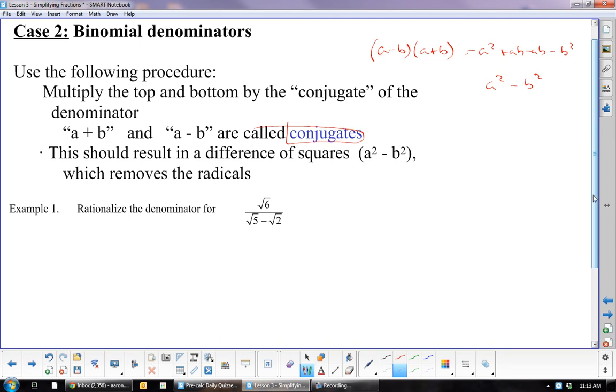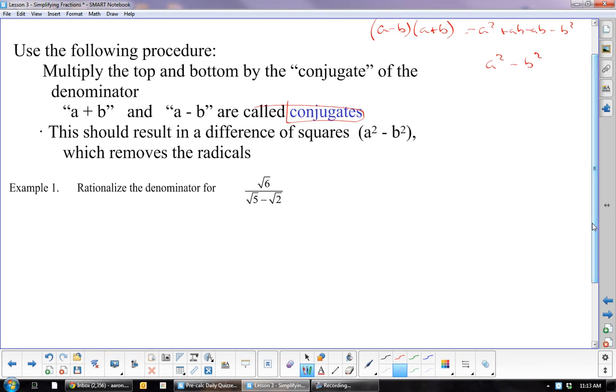So here's a good example. Say you were doing a long question, and your last step was root 6 over root 5 minus root 2. If you want to get rid of radicals in the bottom, multiply by root 5 plus root 2. So we multiply these two. That would be root 30 plus root 12. And I've already shown you that the middle terms will not be there, but you can see root 5 times root 5 is 5. And then negative root 2 times positive root 2 is minus 2.